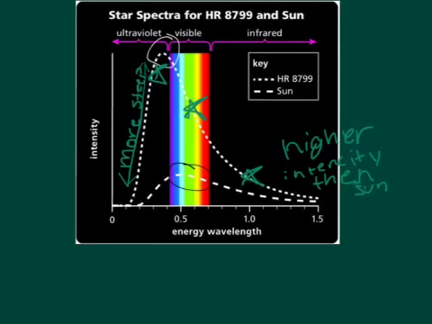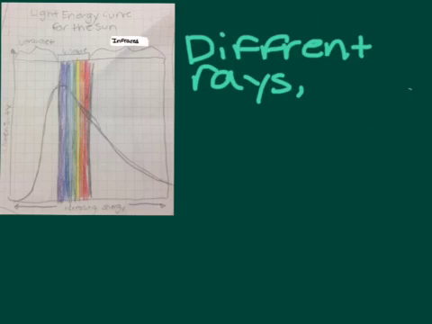So you can tell that HR 8799 has more radiation because the line is steeper, and all of its points in each section are higher than the sun's. It has more intensity than the sun's in each section. So you see that right here, the sun is kind of just small, but this one is really steep, and in every section it's higher than the sun.